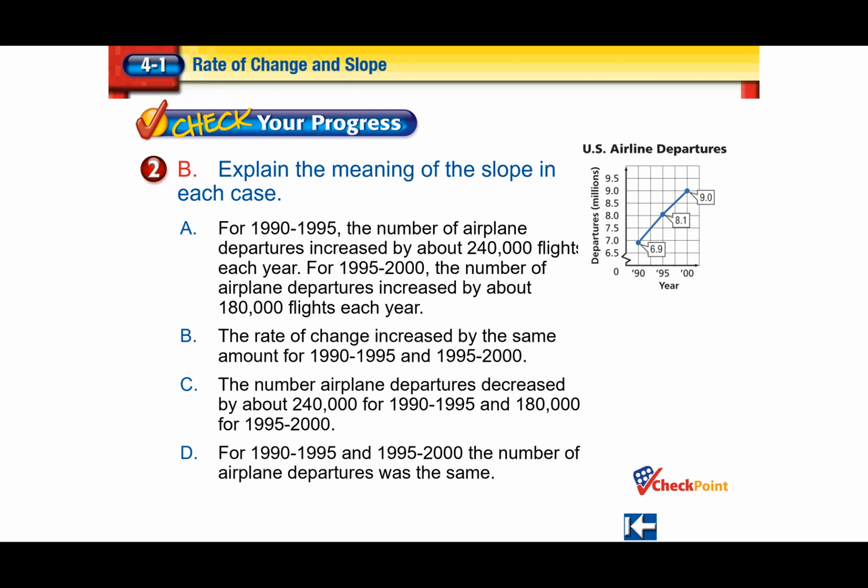All right, explain the meaning of that slope for each case. Not really difficult here. For 95, it's going to go up 240 flights. For 95 to 2000, it's going to go up 180. Seems to be the most obvious one because it's explaining what happens from this time to this time and this time to this time. Fairly simple. Hopefully that makes sense to you guys.